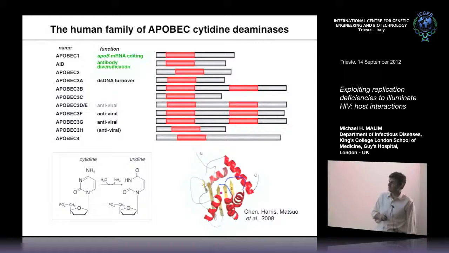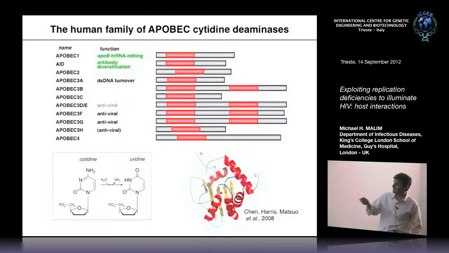APOBEC3G, it turned out, fell into a family of 11 human genes shown here, all of which contain one or two copies of this structural motif here, which was first solved by Reuben Harris in 2008. And this domain mediates cytidine deamination in the context of RNA or DNA. That is taking a cytidine, removing this amino group and replacing it with oxygen, and that will change cytidine into uridine. Now, in fact, proteins in this family have been described before.